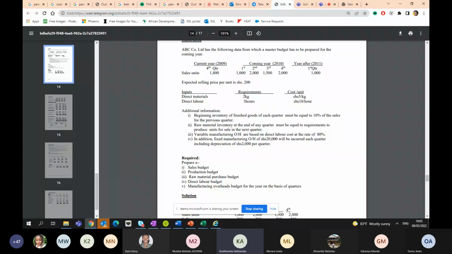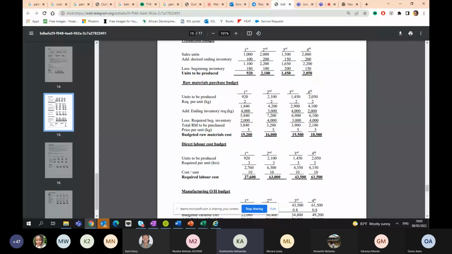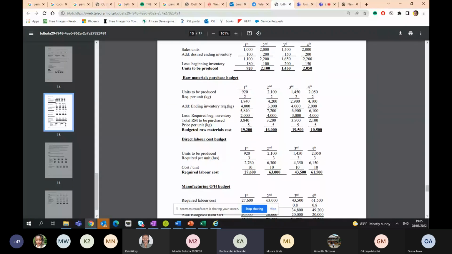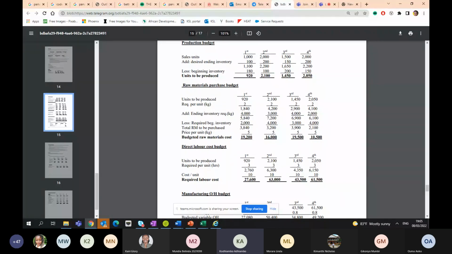So basically, where are we? We were at 920 times 2, so we have 1,840, we have 42, we have 29, and we have 41. Then if we look at the ending inventory per quarter, we're saying it should be equal to the requirement to produce the units per quarter, and this takes us back to the sales information. So the sales unit was 2,000, so we need 4,000, 1,500, 3,000, 2,000. So that is how come we have that. So we have to add that.